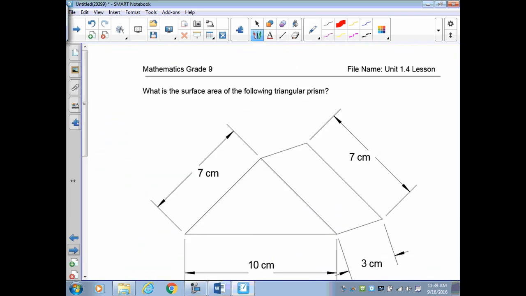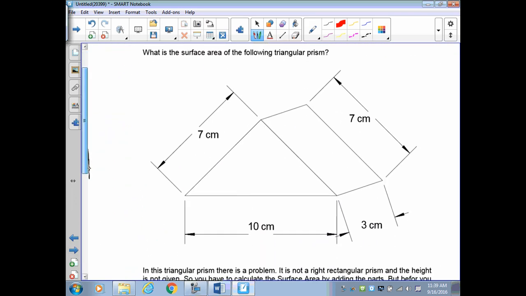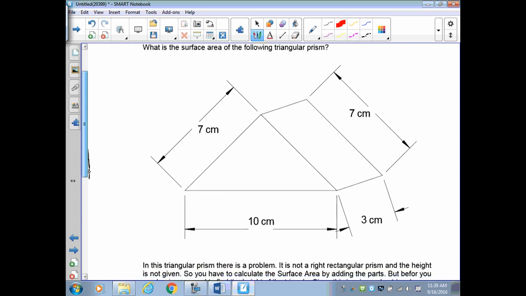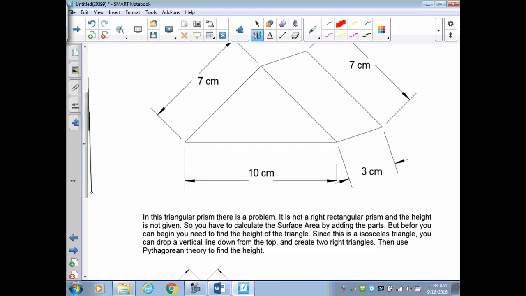Let's take a look at a question which is very similar to that. This is not a right triangular prism. This has a 7 and a 7. So you know that if the lengths are the same on a triangle, that makes it an isosceles triangle. We also know the base, which is 10. So my base is equal to 10. I know my width is equal to 3. I know my ramp is equal to 7.